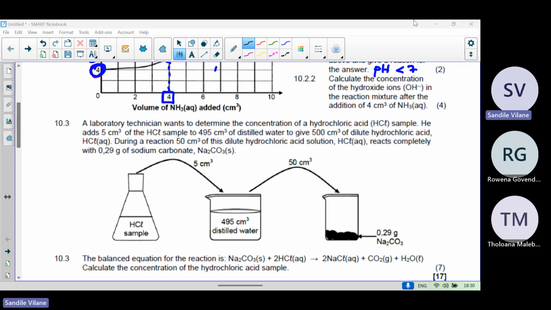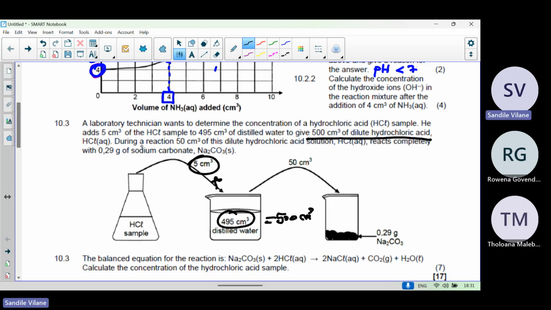a laboratory technician wants to determine the concentration of a hydrochloric acid sample. He adds 5 cubic centimeters of the hydrochloric acid sample to 495 cubic centimeters of distilled water. Listen carefully. This gives the total volume of this acid. So after you've added here, remember, you simply add the 5 and 495 to get that 500 cubic centimeters.